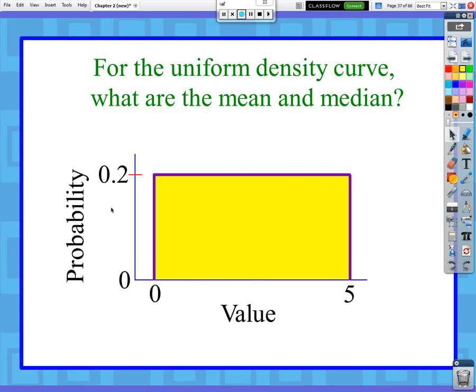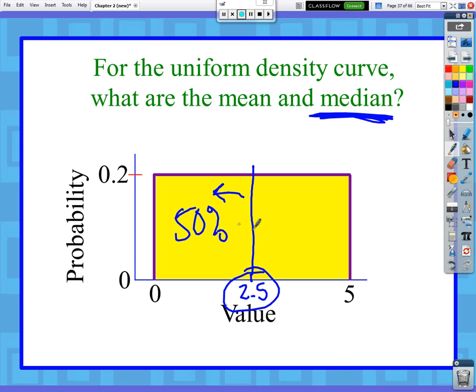So now I put my 0.2 in here, and now I'm asking, what are the mean and the median? The median is the spot that splits our density curve into equal areas, 50-50, and the mean is really the balancing point if we think about this as density. In this case, they both end up being the same value, which is what's in between 0 and 5, which is 2.5. So the median and mean both have a value of 2.5. And if there's 50% area underneath a value of 2.5, that means a value of 2.5 is in the 50th percentile.